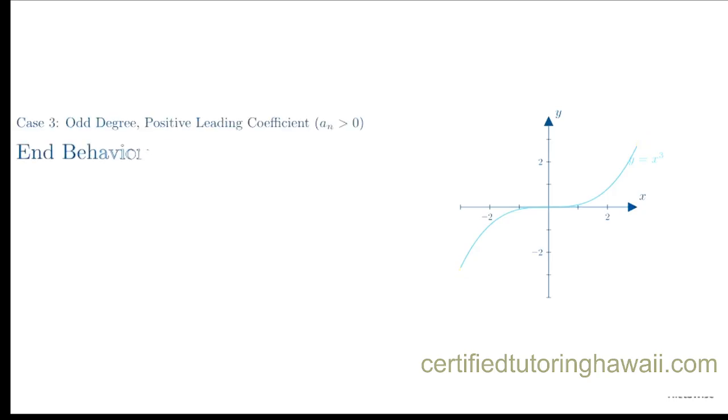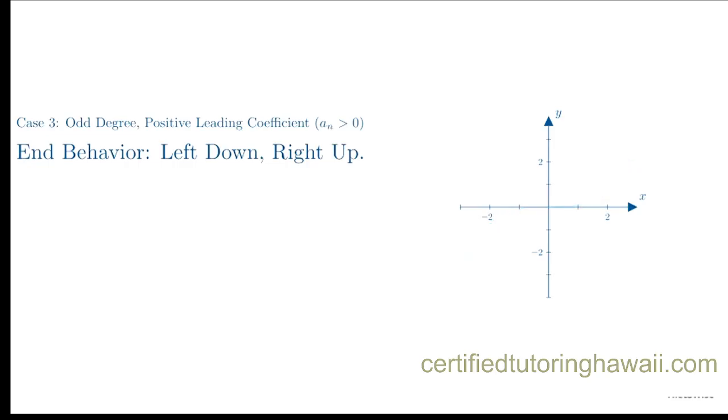Now let's move on to the odd degree cases. Again, we'll start with a basic example. The simplest odd degree polynomial is y equals x cubed. This graph behaves differently. The left end goes down and the right end goes up. This is our rule for a positive leading coefficient. Case 3. Odd degree, positive leading coefficient. The end behavior is left down, right up. As you move from left to right, the function generally rises. This is called increasing end behavior.